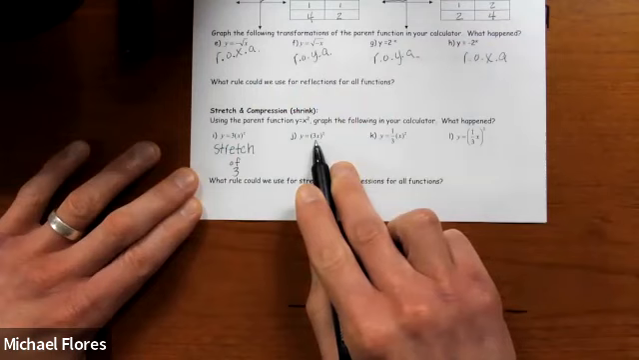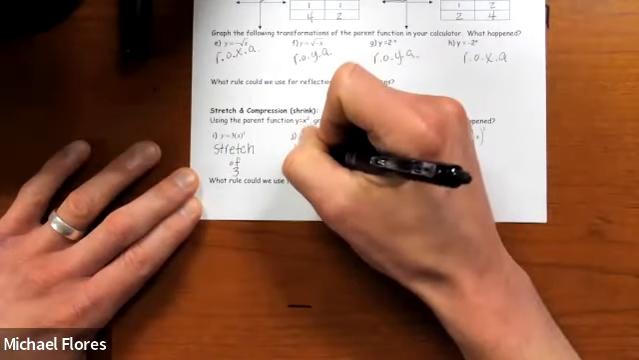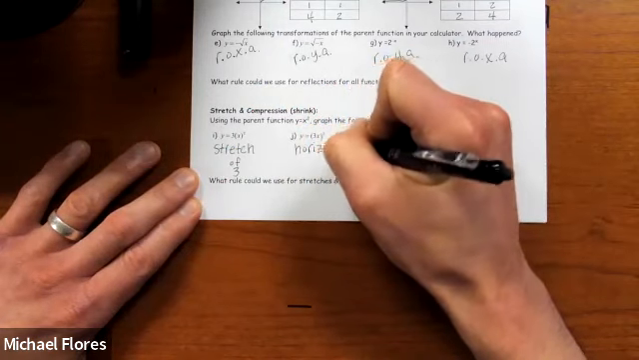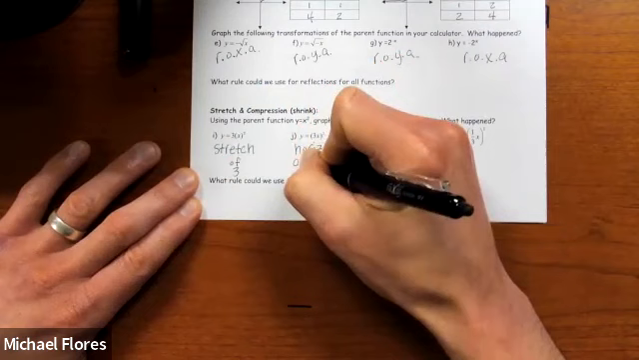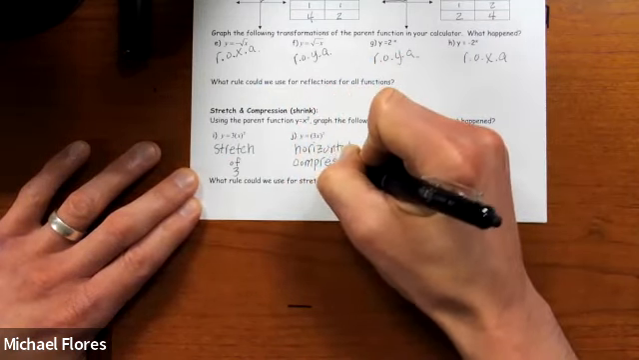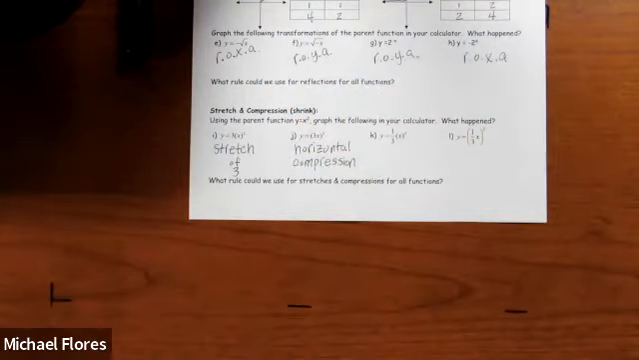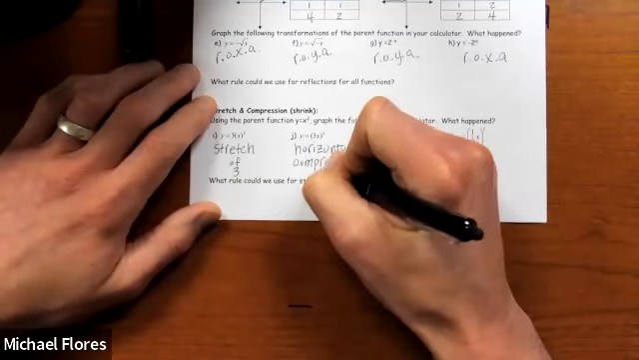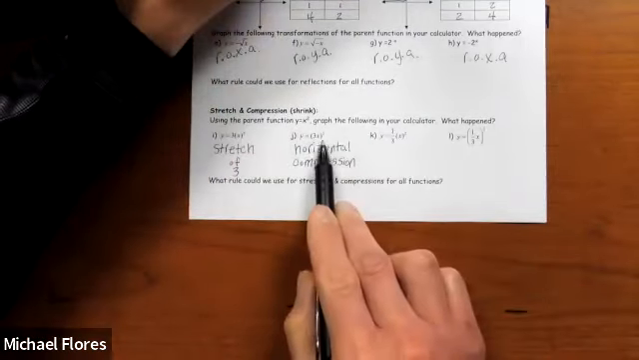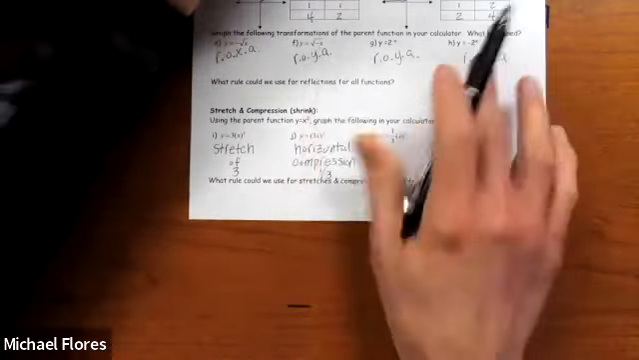Notice now we have a 3 that is inside the parentheses with the x. Therefore, we are going to have a horizontal, what do you think? It's not going to be a stretch, actually. It's going to be a compression of 1/3. What? Remember, anything that is inside with the x is opposite of what you think it would be.